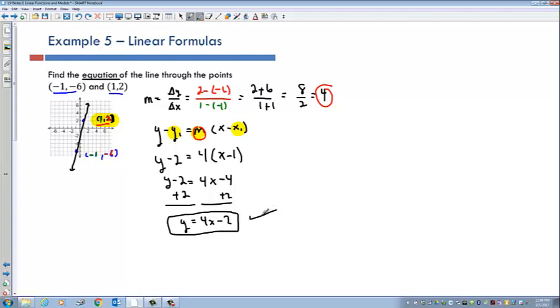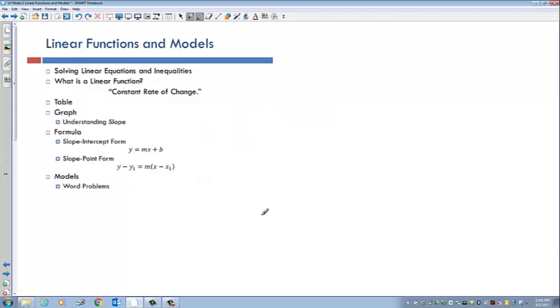Okay, let's move on to the last thing we want to talk about, which is modeling. The idea of modeling is we want to fit a linear function to model a problem. So basically they're word problems. They can be a little bit tough to do every now and then.